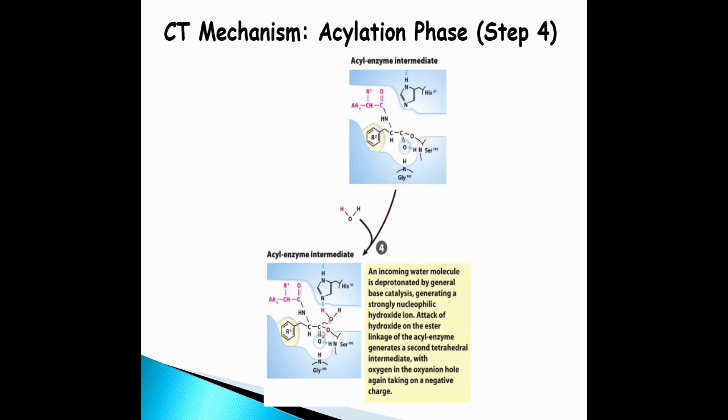CT mechanism, acylation phase, step 4. An incoming water molecule is deprotonated by general base catalysis, generating a strongly nucleophilic hydroxide ion. Attack of hydroxide on the ester linkage of the acyl enzyme generates a second tetrahedral intermediate with oxygen in the oxyanion hole, again taking on a negative charge.